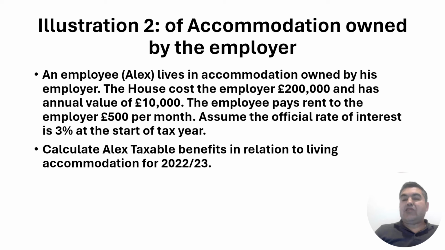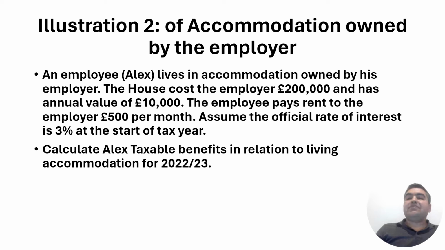Here is the illustration in case of accommodation owned by the employer. An employee, Alex, lives in accommodation owned by his employer. The employer bought this house for 200,000, and it has an annual value of 10,000. The employee pays rent to the employer, £500 per month. Assume the official rate of interest is 3% at the start of the year. Calculate Alex's taxable benefit in relation to living accommodation for 2022-23.